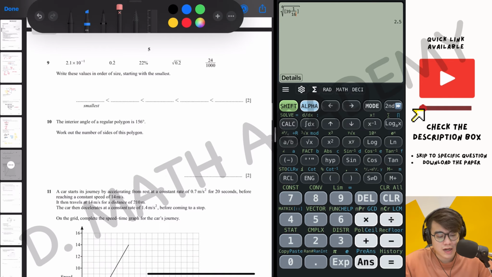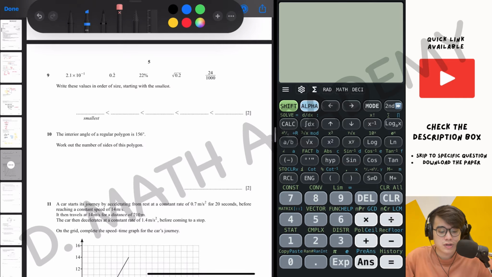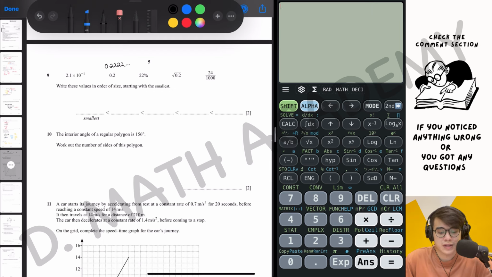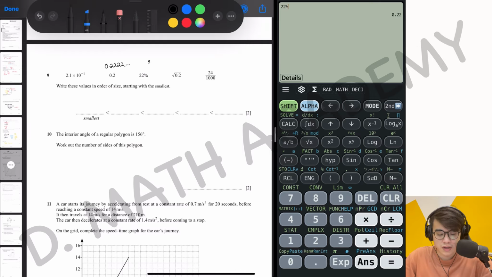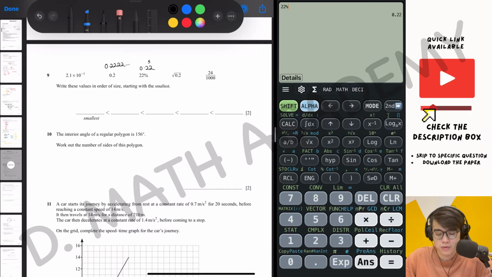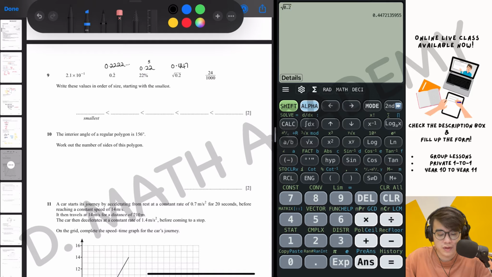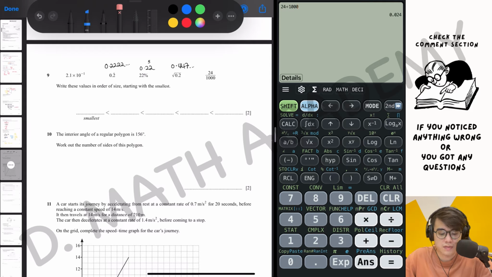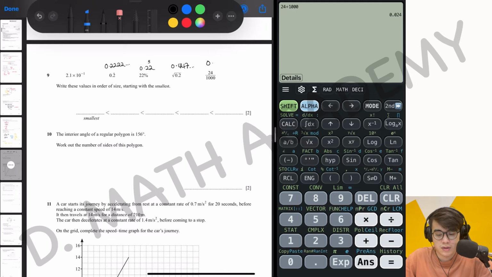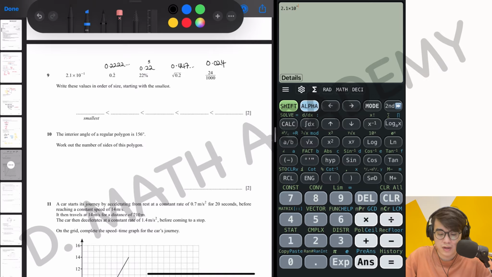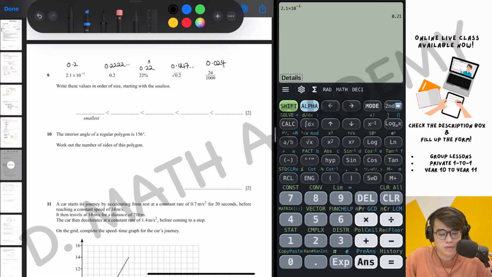Moving on to question 9. From the smallest to the largest, this dot at the top tells us that the 2, 2, 2, 2 was repeating unlimitedly. So 22%, when you key in your calculator, you get 0.22. Square root 0.2, you get your result as 0.447. 24/1000, you will get it as 0.024. Meanwhile, for the one at the front, 2.1 times 10 to the power of -1, you will get it as 0.21.